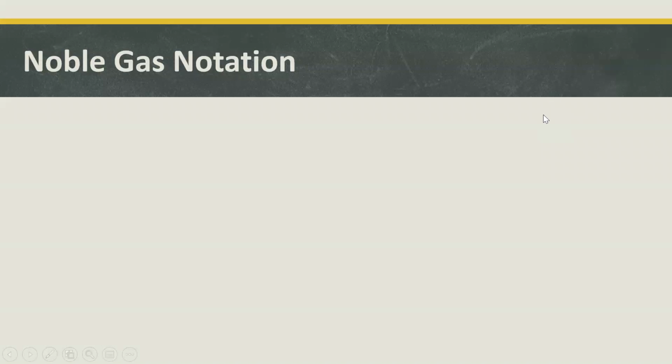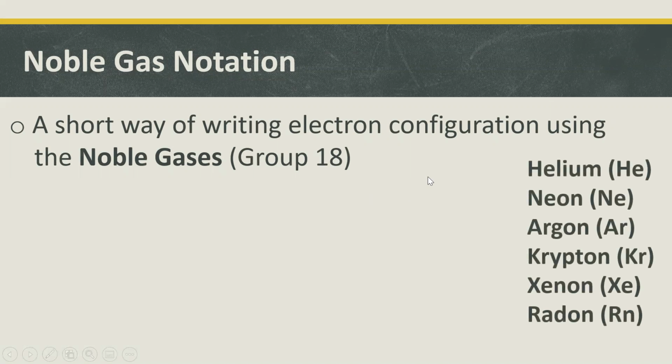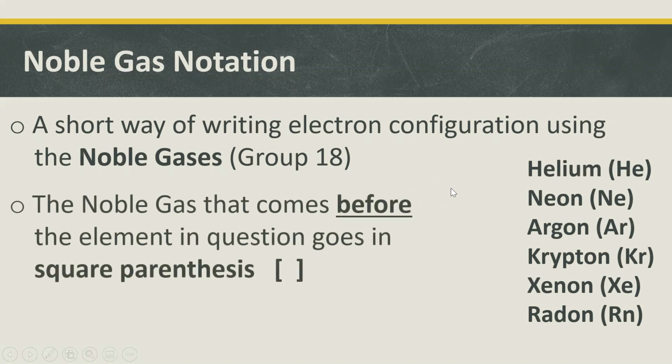So the last part of this chapter is called noble gas notation. Noble gas notation is basically a shortened way of writing electron configuration using a noble gas, which are found in group 18. So your noble gases are helium, neon, argon, krypton, xenon, and radon. These are going to basically get the ball rolling as a shortcut, and then you just add on to them. So you have to use the noble gas that comes before the element in question.